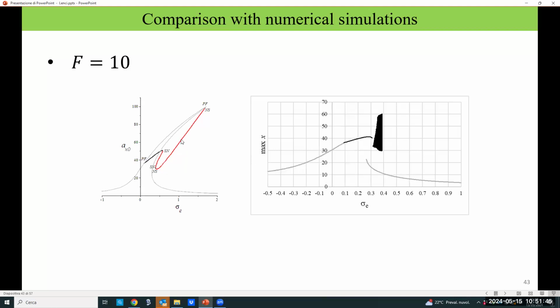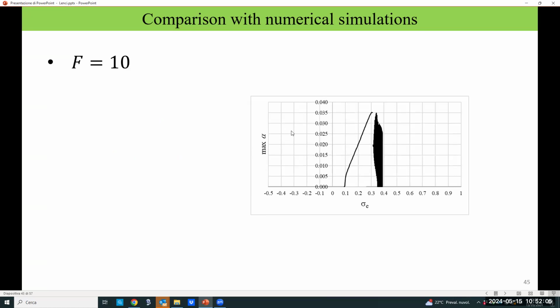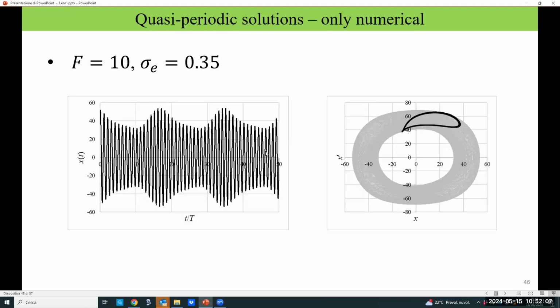And here, when you have quasi-periodic, you find in numerical simulation a quasi-periodic solution. And again, you jump back to the non-resonant branch, which is reported here. So perfect agreement between numerical simulation, we are happy. Again, perfect agreement also in terms of maximal crosswind displacement, Y, and also maximum rotation, and so on.